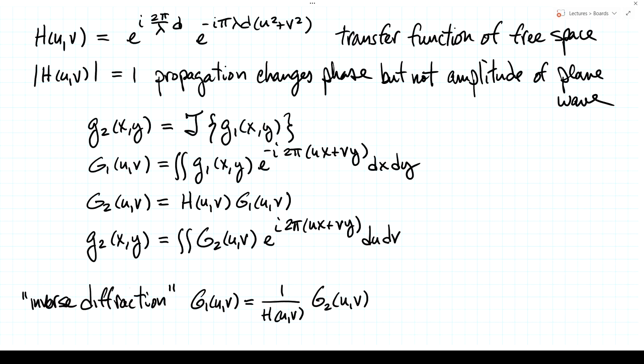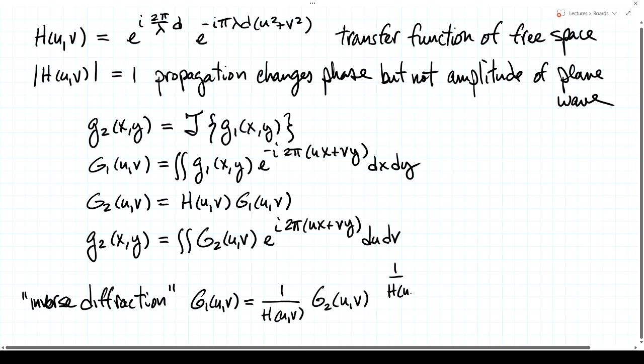Well, 1 over H of U and V would be, let's see, well, it would just be 1 over a phase factor. 1 over e to the I theta is e to the minus I theta. So we simply just replace I by minus I in this expression. So it just becomes e to the minus I 2 pi over lambda d, and e to the minus minus I, or e to the plus I, pi lambda d u squared plus v squared.